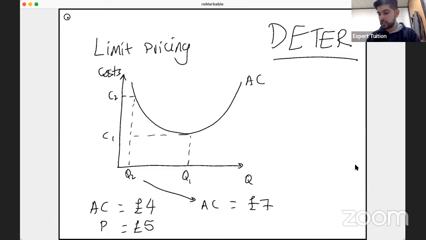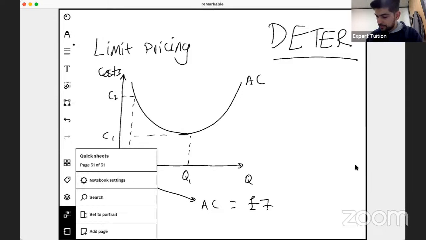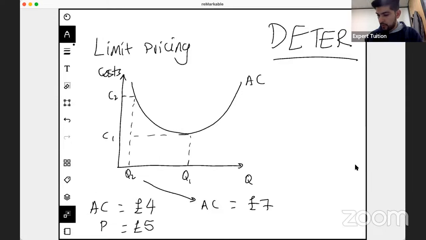Really quickly, before I do the non-pricing strategy, let's talk about predatory pricing with the following example.